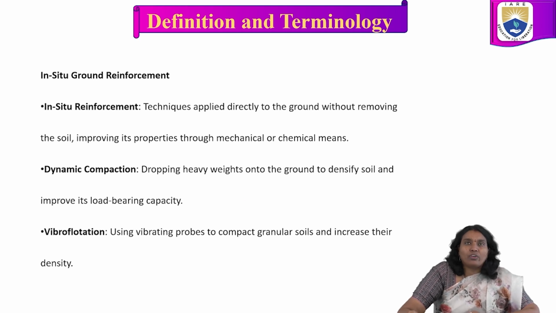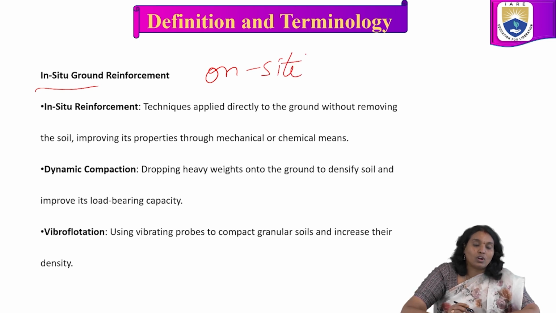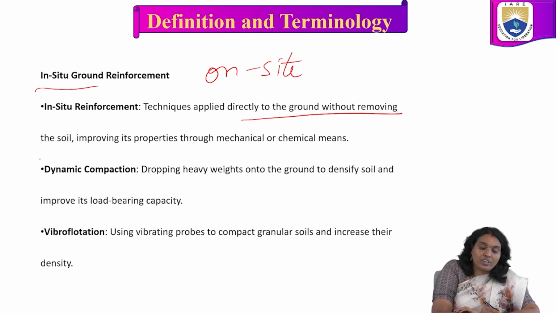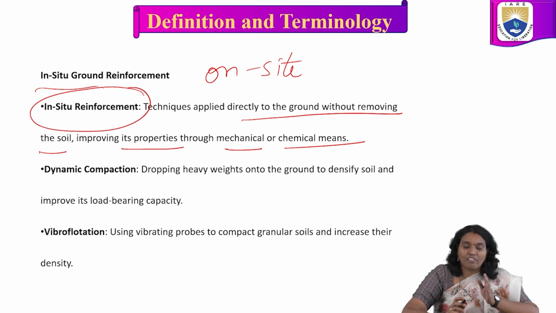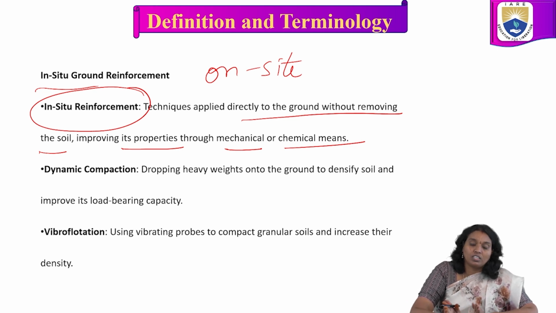In situ ground reinforcement refers to techniques applied directly to the ground on site, without removing the soil, improving its properties through mechanical or chemical means. Wherever the site is located, we improve the mechanical or chemical properties, whatever they may be, without removing the soil. The techniques are applied directly. Such a type is known as in situ ground reinforcement.